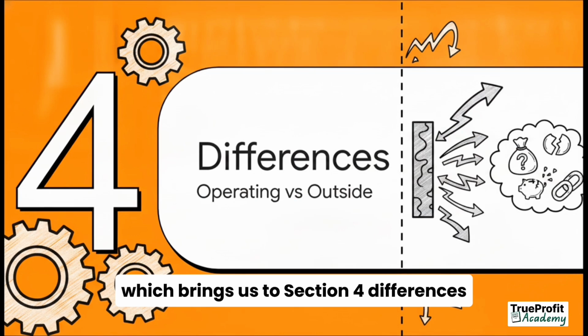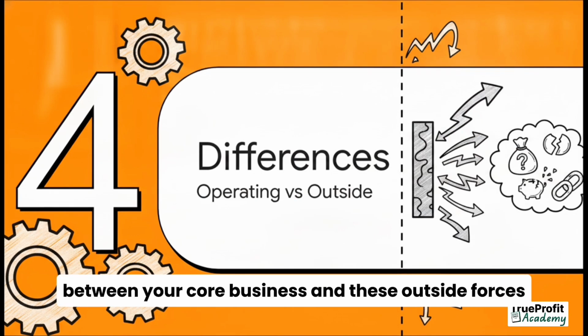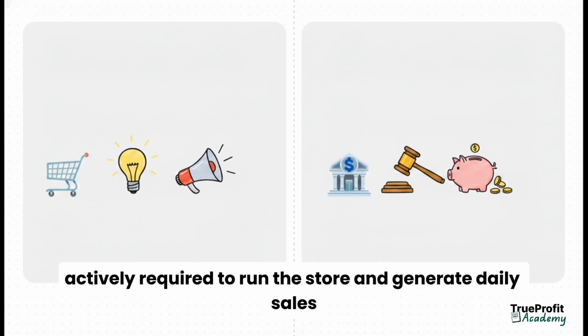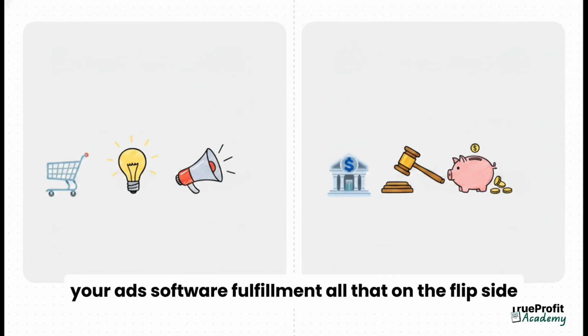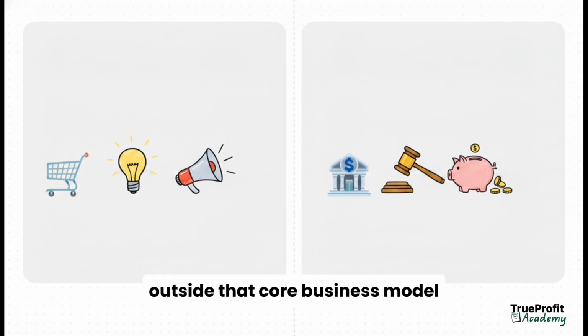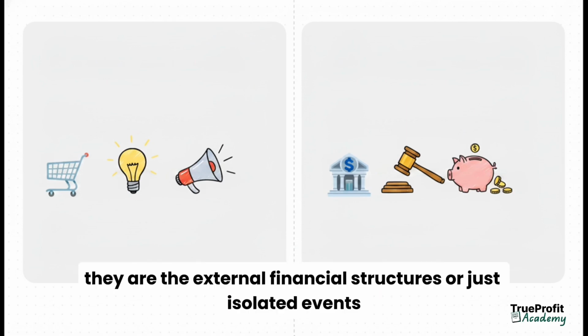Which brings us to Section 4, differences. Let's draw a really clear line in the sand between your core business and these outside forces. It basically boils down to this. Operating expenses are the costs actively required to run the store and generate daily sales. Your ads, software, fulfillment, all that. On the flip side, non-operating expenses are costs that happen entirely outside that core business model. They are the external financial structures or just isolated events.